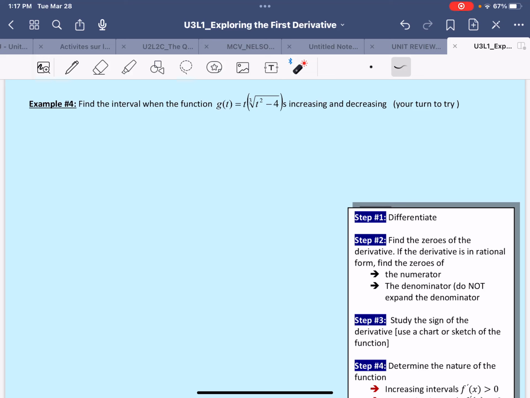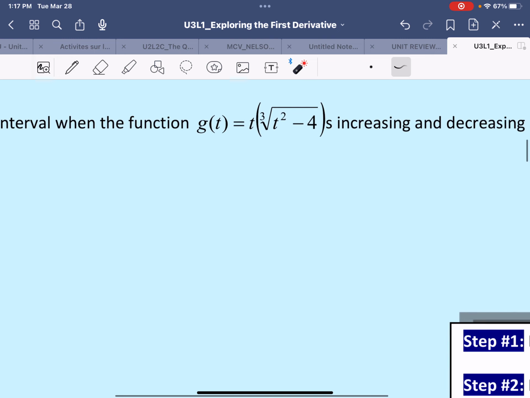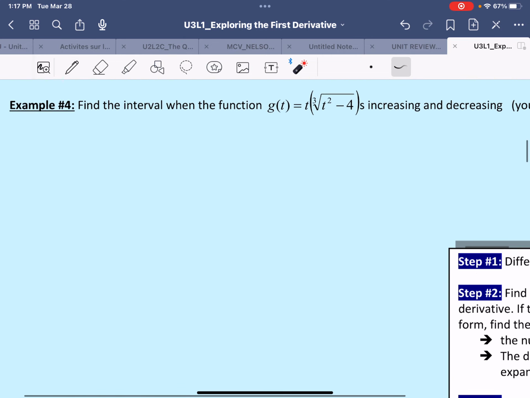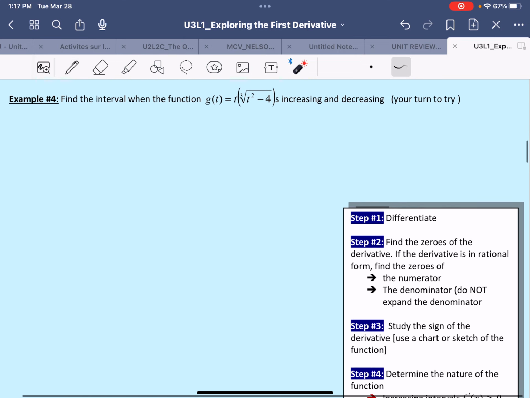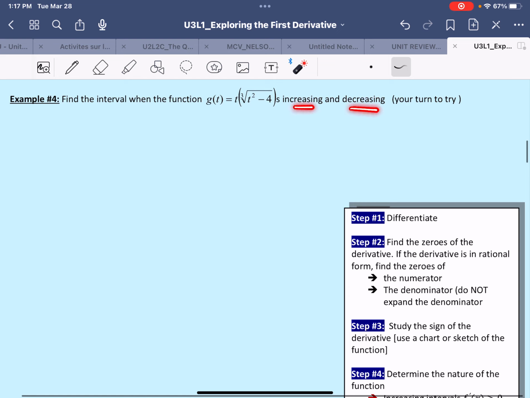Let's continue with example number 4. So we're still exploring how the first derivative helps us determine the graph of a function. This time we have g(t), which is a function made of two factors, the factor t and the third root of t squared minus 4. This is quite an interesting function, and we are trying to determine where it is increasing and where it is decreasing.